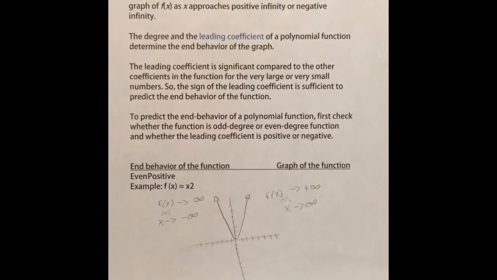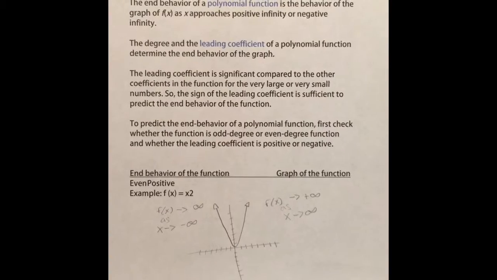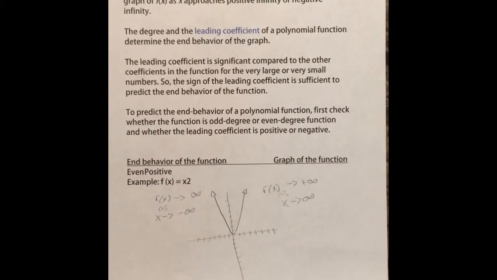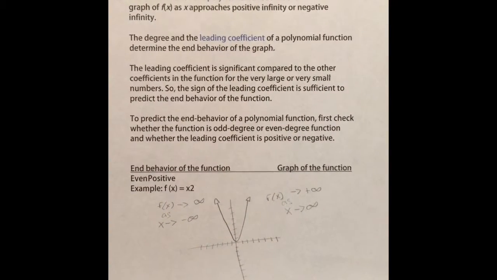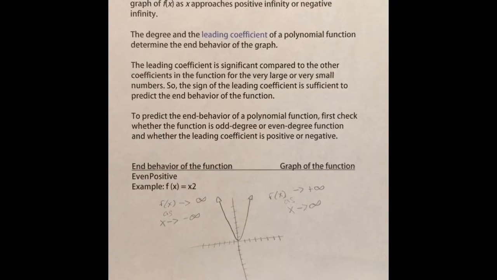Now let's look at end behavior. The end behavior of a polynomial function is the behavior of the graph of f of x as x approaches positive infinity or negative infinity. The degree and the leading coefficient of a polynomial function determine the end behavior of the graph.